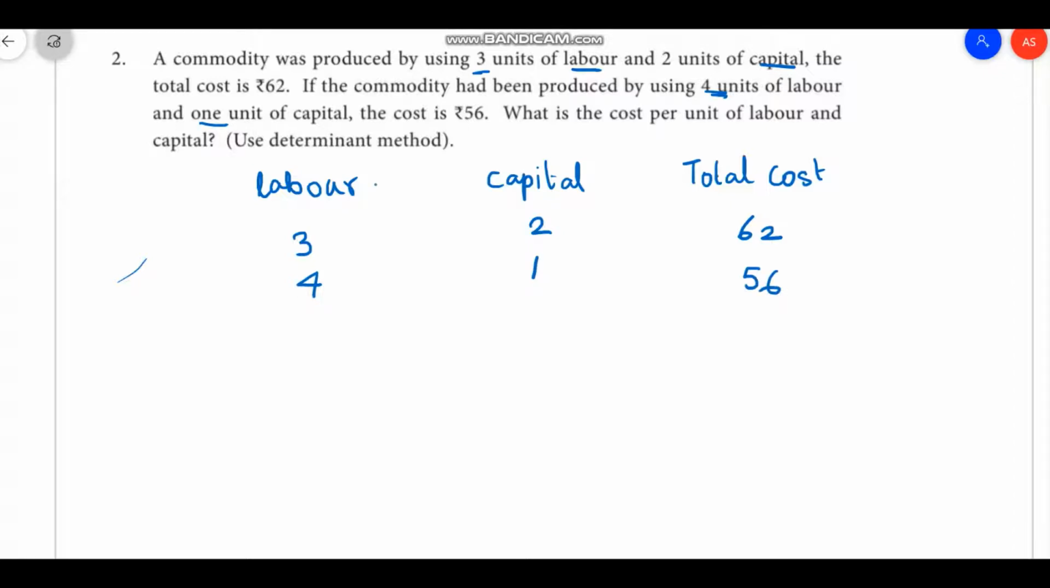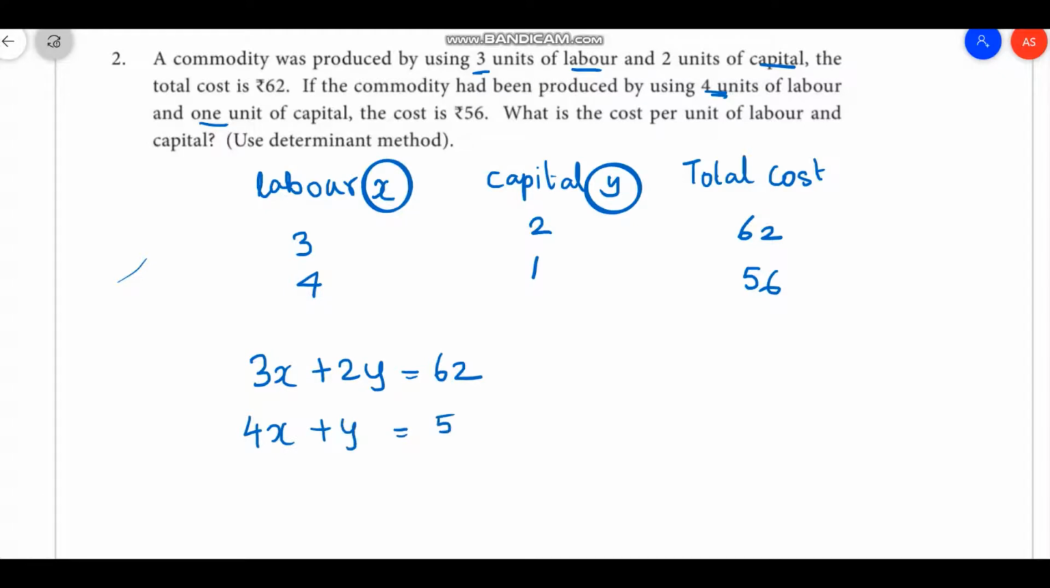So let me name the labor to be X and the capital to be Y. If the labor is X and the capital is Y, I'll form the equation: 3X plus 2Y is equal to 62, and 4X plus Y is equal to 56. From here, we need to find delta, delta X and delta Y, and the values of X and Y.